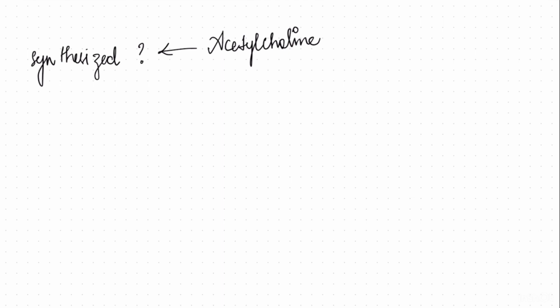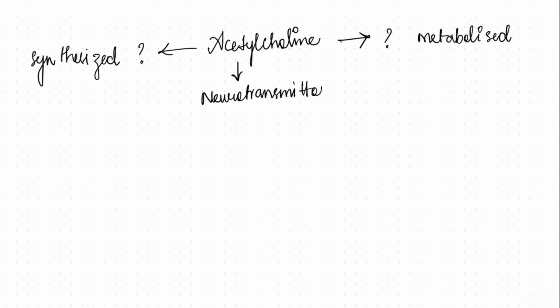This video is on acetylcholine, how it is synthesized and how it is metabolized. Actually, it is a neurotransmitter which acts on receptors. There are two receptors it acts on.